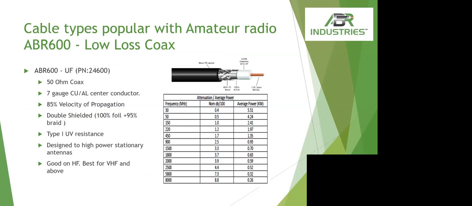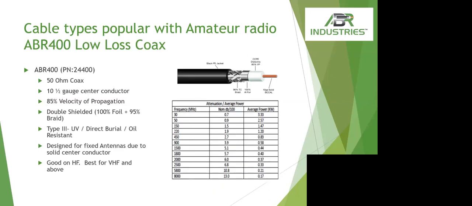The first is the 600 size. It's a great 50 ohm cable, very large center conductor at a 7 gauge, high velocity, and huge as far as performance when it comes with a large double shielding. A couple of other things: it's UV resistant. The reason why it's not suitable for direct burial is because typically in most applications it's run along the ground or in commercial applications where it's not needed to be buried. It is designed for high-powered stationary antennas. It works great on HF, but realistically it starts to shine at VHF and above.